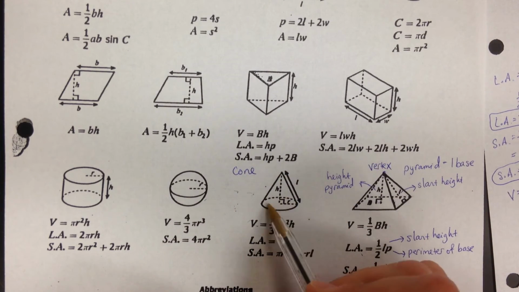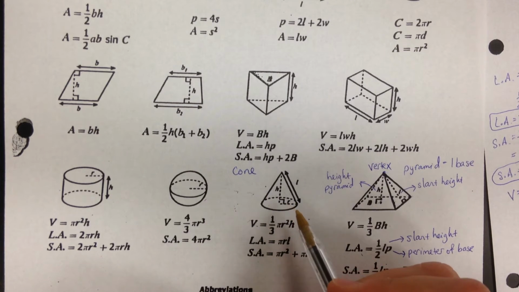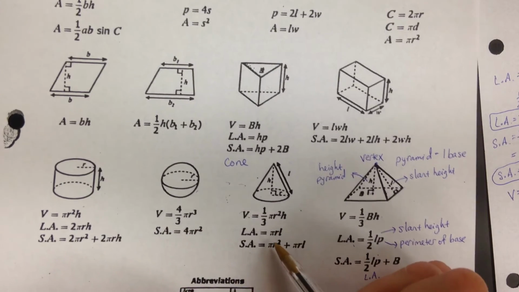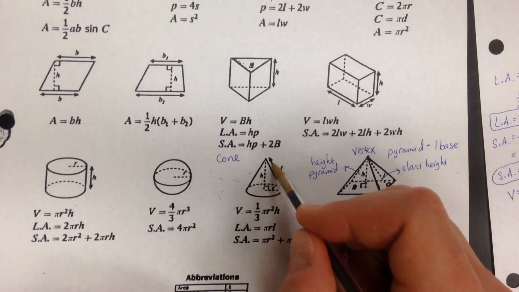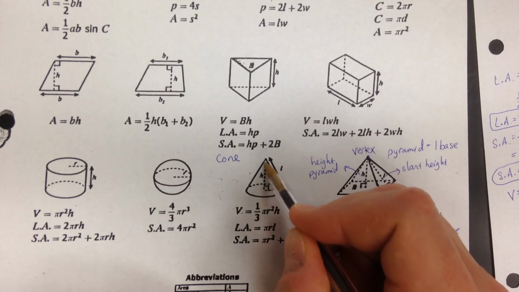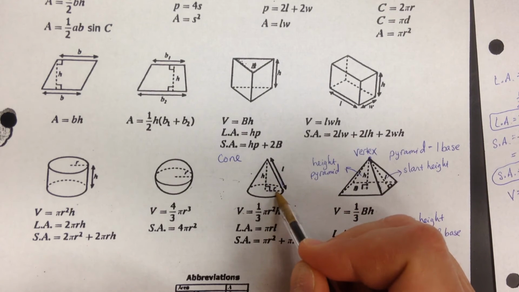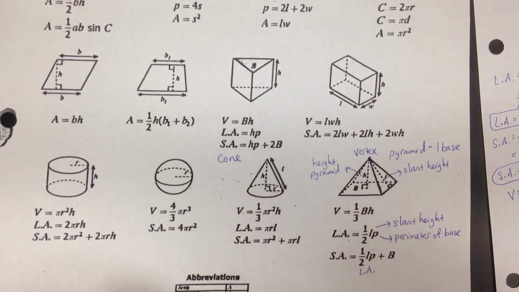You have one base, like a pyramid. The only difference is that the base is a circle. So your formulas, you'll notice you're going to have pi and you're going to have radius because you're talking about circles here. You have, this is the slant height again. You have the height of the cone, that's the straight up and down, that's perpendicular to the base. And then you have, this is the radius.